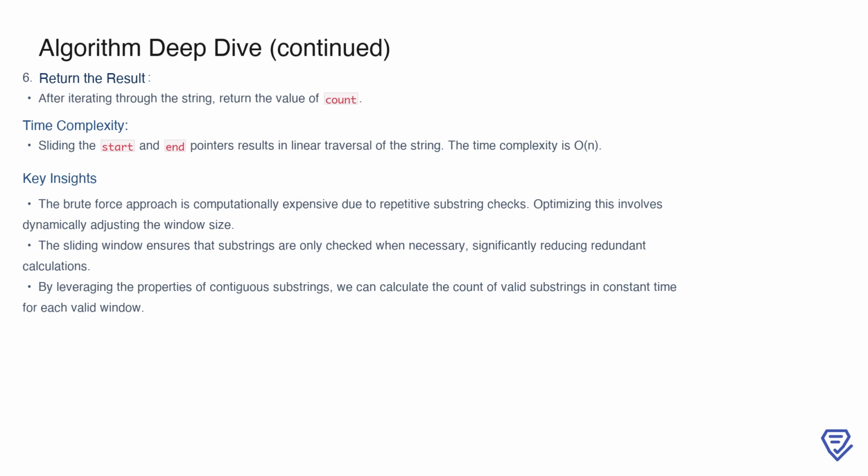Once the valid substrings are counted, we try to contract the window by incrementing the start pointer. As we move the start pointer forward, we decrement the frequency of the character at S[start] in the frequency dictionary. If the window no longer contains at least one occurrence of A, B, and C, we stop contracting and continue expanding the window using the end pointer. After the loop completes, we return the count variable as the total number of valid substrings. This approach achieves a time complexity of O(n), as both pointers traverse the string linearly.